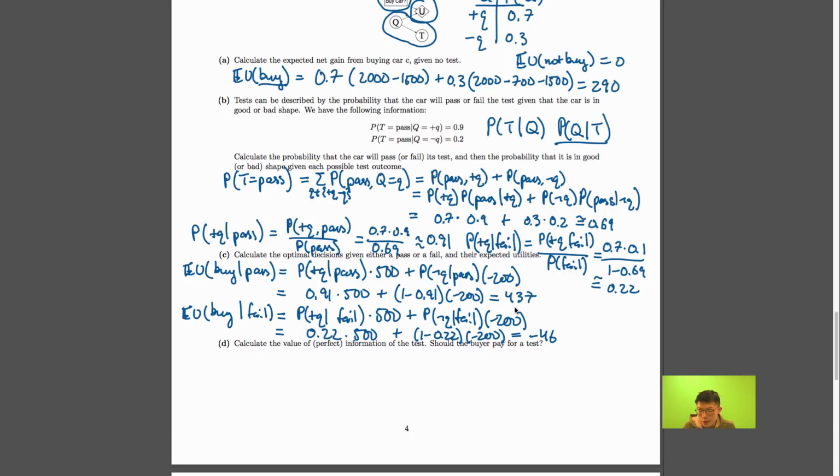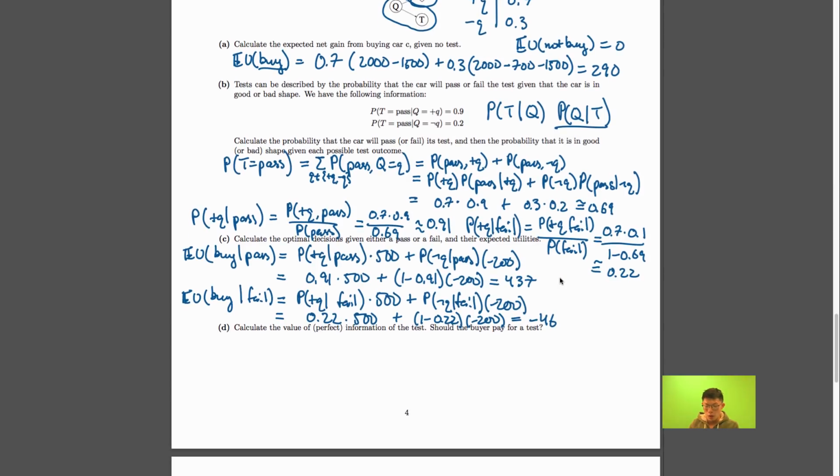Because we will get an expected utility of 437 versus the expected utility of not buying the car, which is 0. If we fail the test, however, we should actually not buy the car, because we will incur a utility of negative 46, whereas by not buying the car, we will just have a utility of 0. So it's actually better for us to not buy the car and just break even than it is to buy the car if we fail the test.